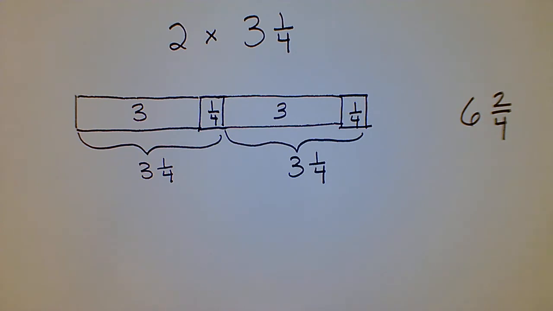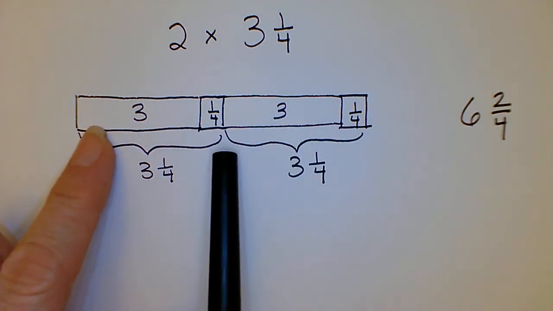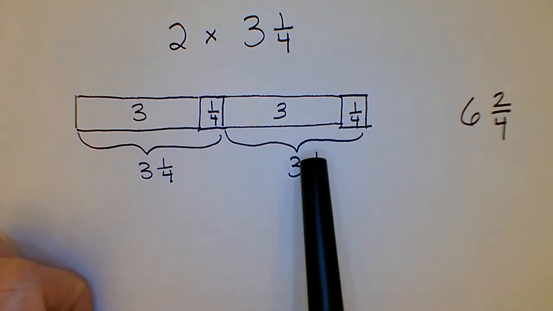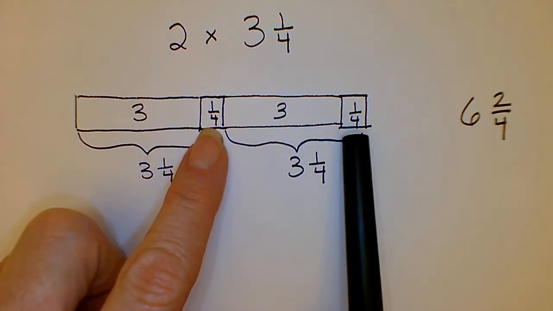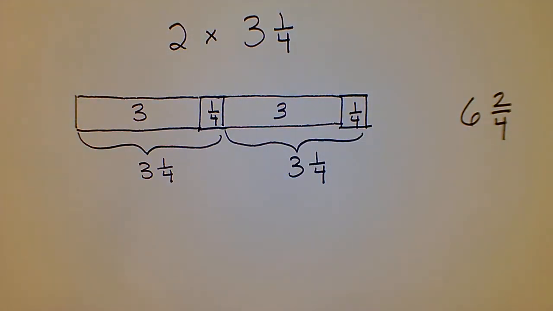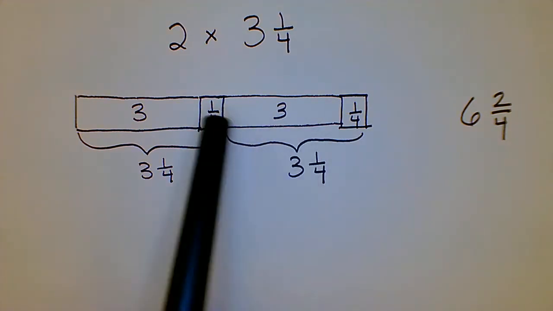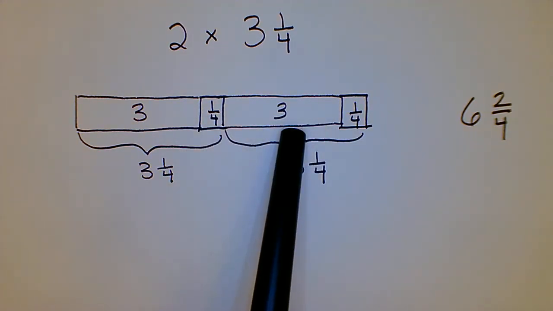Now though, wouldn't it be a lot easier if we could actually have our whole numbers next to each other and just count up by threes or count all our whole numbers together and then have our fractions together so that we can count up our fractions together? And we are allowed to do that. When we're multiplying or adding, we are allowed to move things around. That was the commutative property.